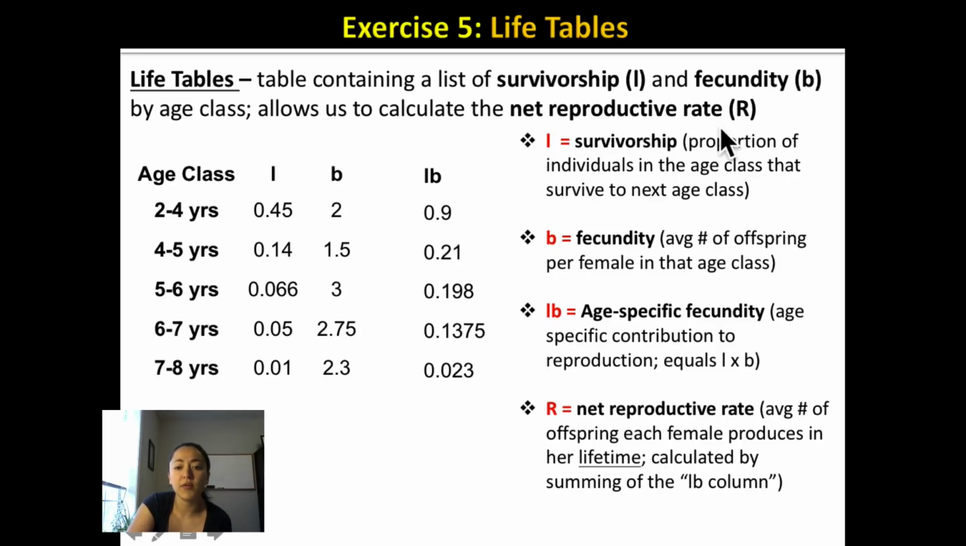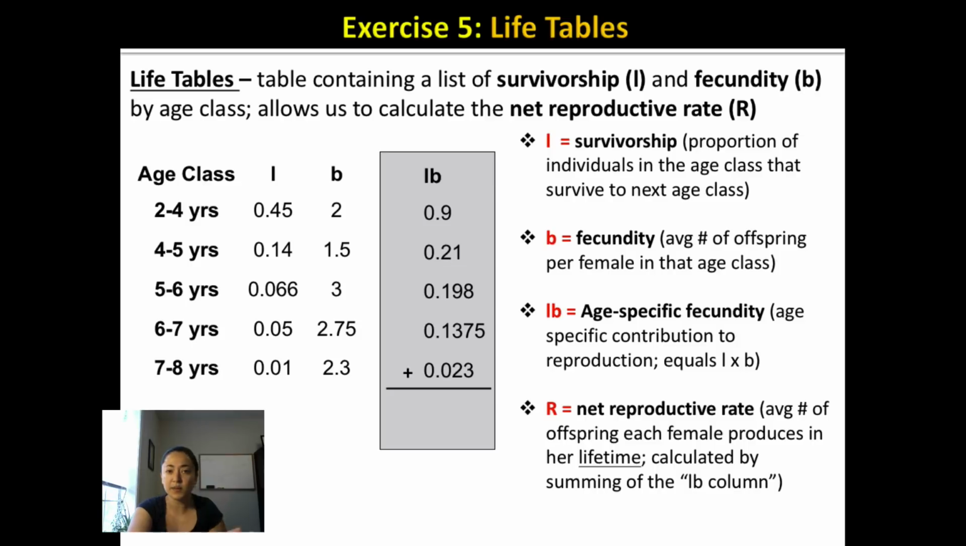So we can calculate the net reproductive rate, which is represented by the letter R, by just summing this last column here. All I have to do is add it. It's that simple, okay? Just multiply each row and then add that last column, and that gives you your R value. So my net reproductive rate for this population is 1.4685. And what this number is telling me is the average number of offspring each female produces in her lifetime. So in this population, in a female's lifetime, on average, she produces about 1.5 young. Okay, so that's the average amount.